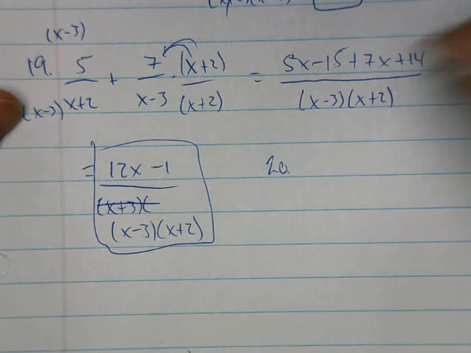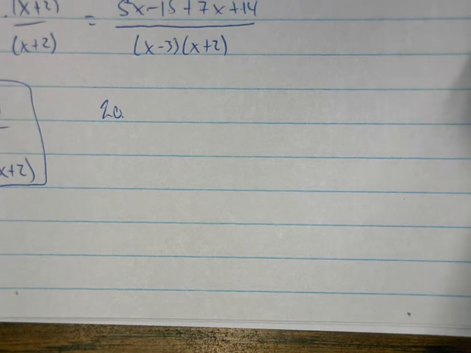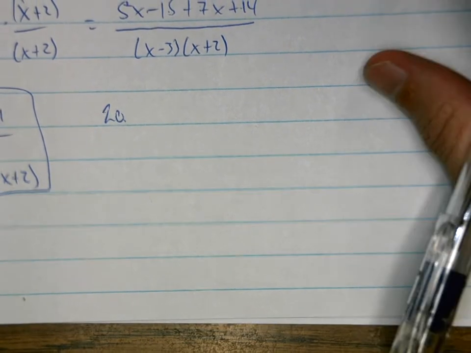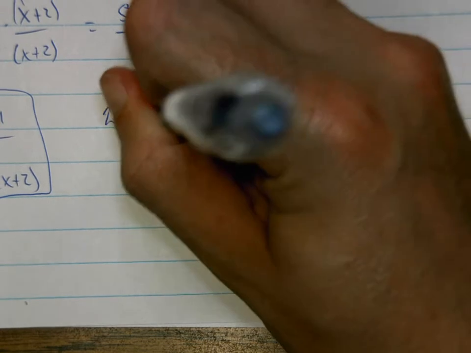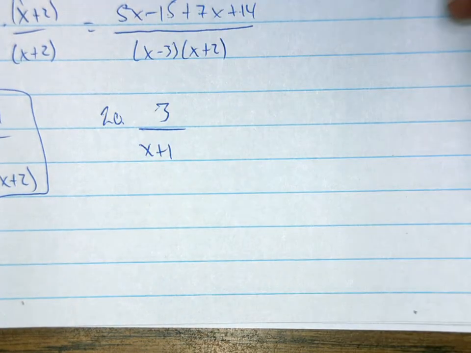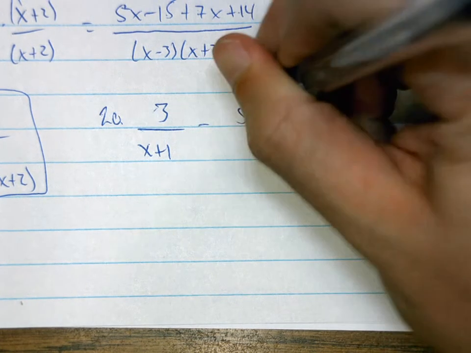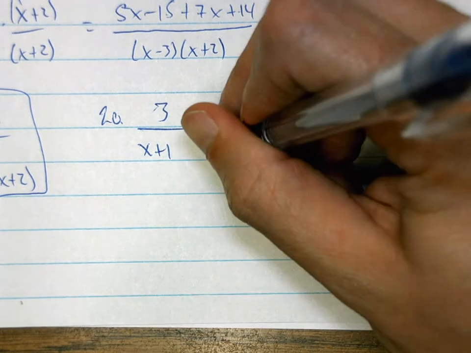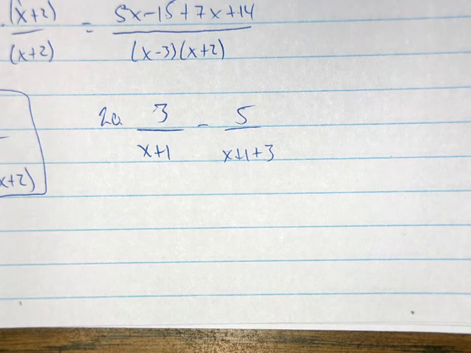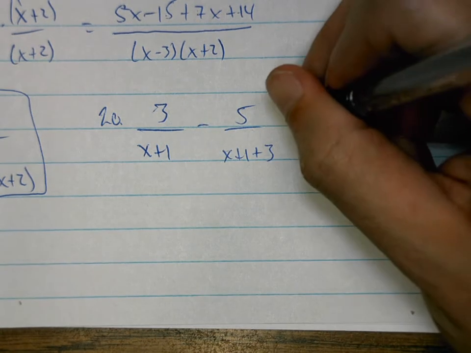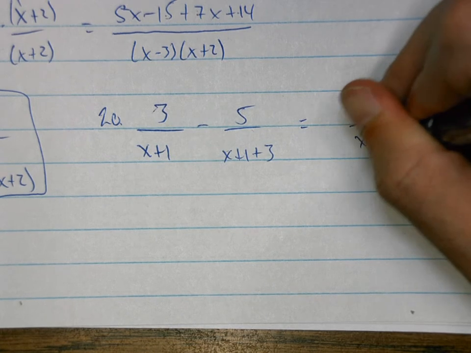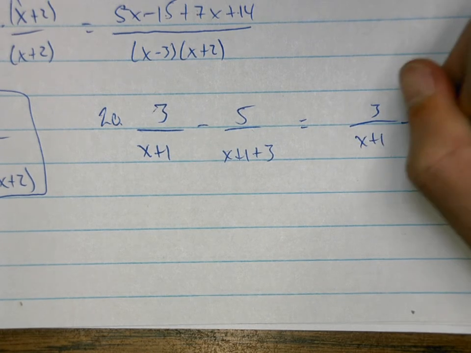Number 20. This again. 3 over, instead of f of x, I'm going to write x plus 1. Minus 5 over, instead of f of x, I write x plus 1 plus 3. So really this problem is 3 over x plus 1 minus 5 over x plus 4.